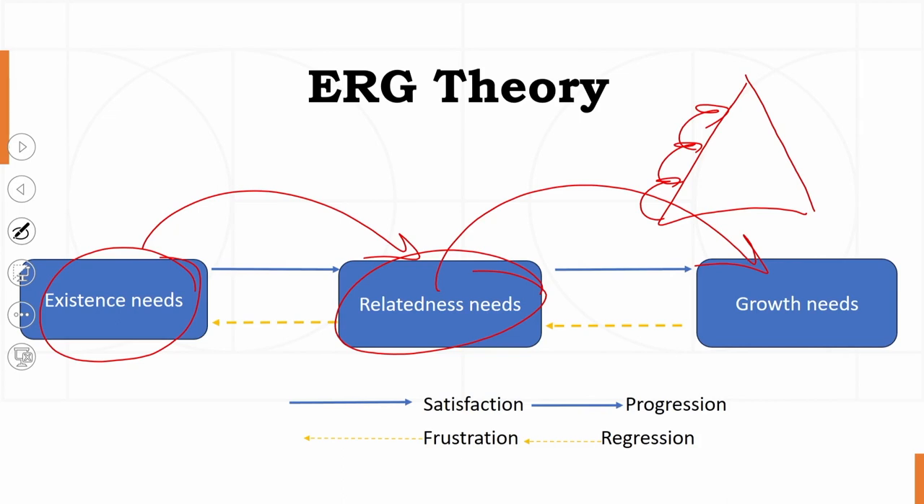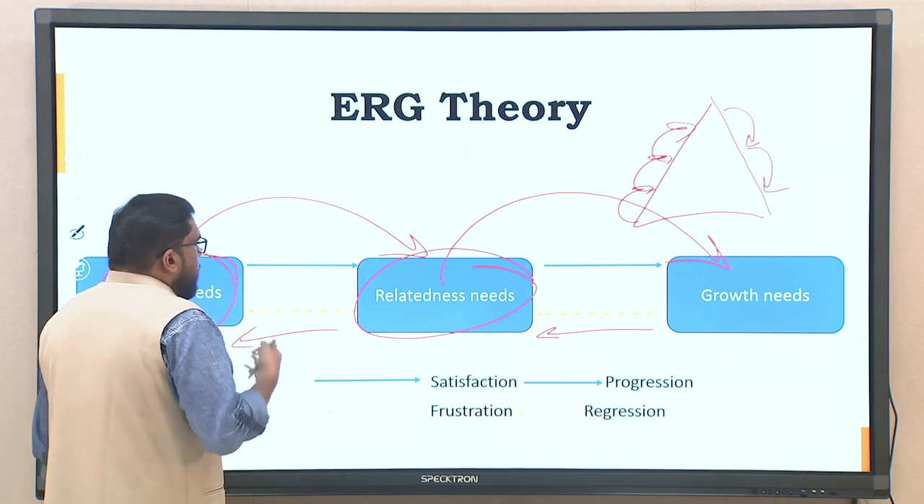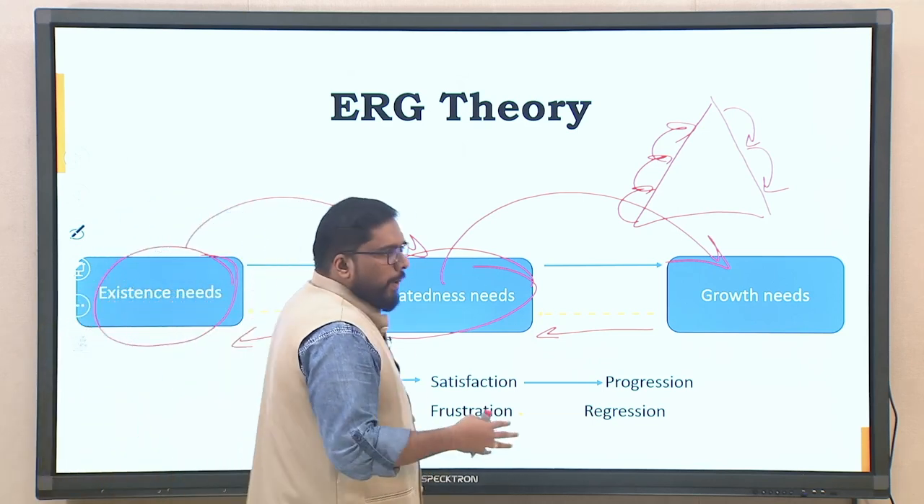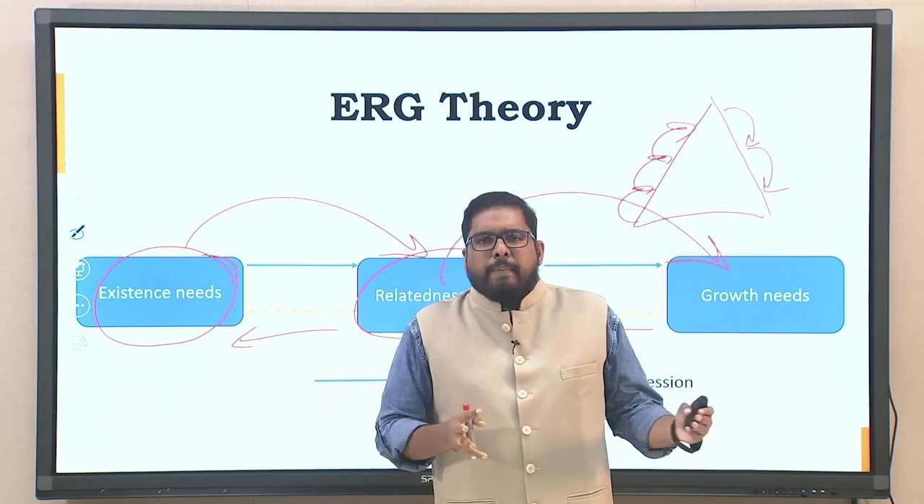But unlike the hierarchy of Abraham Maslow, which does not talk about any regression, ERG theory specifically talks about regression. That is, there is a possibility that if the growth need is not satisfied, it can come down to the relatedness need level. And again, if that is not getting satisfied, it can come down to the basic existence need. So it is not a one-way channel as it was in Maslow's hierarchy of needs, whereas ERG theory is more of a bidirectional aspect.